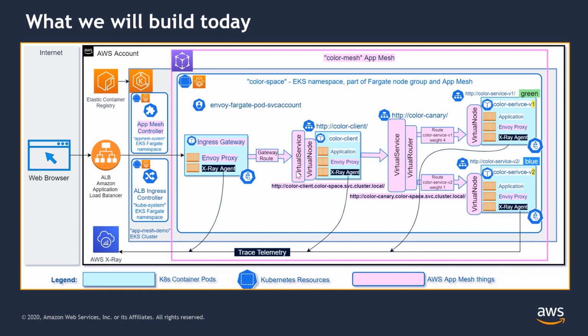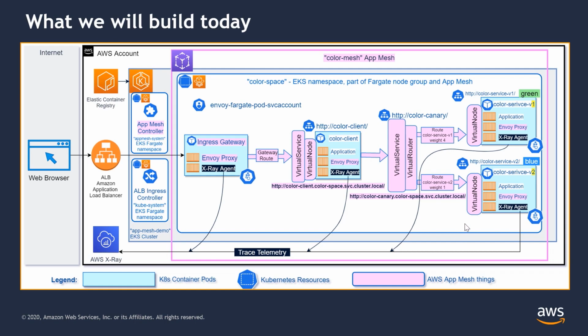Everything pink is part of the app mesh. And as we just discussed, any resource on the diagram having word virtual in its name does not really exist as a tangible entity, but rather is just a configuration item for an Envoy proxy.